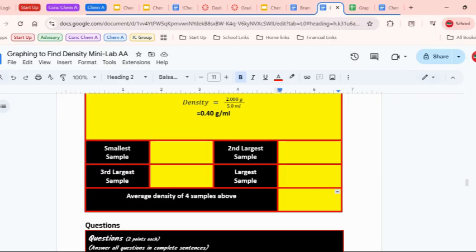So, when you get this number, check your numbers up above. Which one is the highest? Which one is the lowest? This average should be to 2 sig figs like these two measurements were. Now this is one of the ways that you are finding density in this lab. You're taking the average of the 4 samples to find their density.